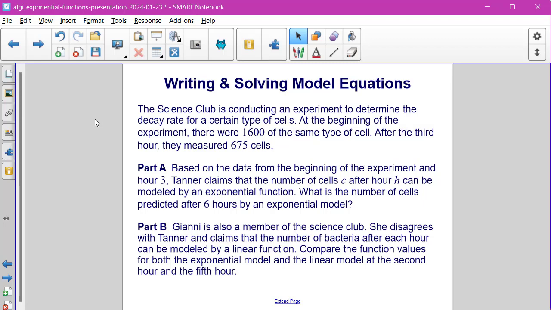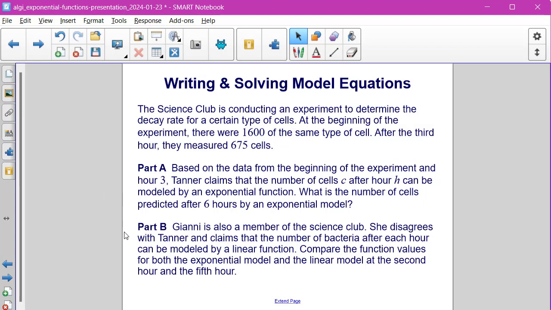The Science Club is conducting an experiment to determine the decay rate for a certain type of cells. At the beginning of the experiment, there were 1,600 of the same type of cell. After the third hour, they measured 675 cells. Part A, based on the data from the beginning of the experiment and hour 3, Tanner claims that the number of cells C after hour H can be modeled by an exponential function. What is the number of cells predicted after 6 hours by an exponential model?